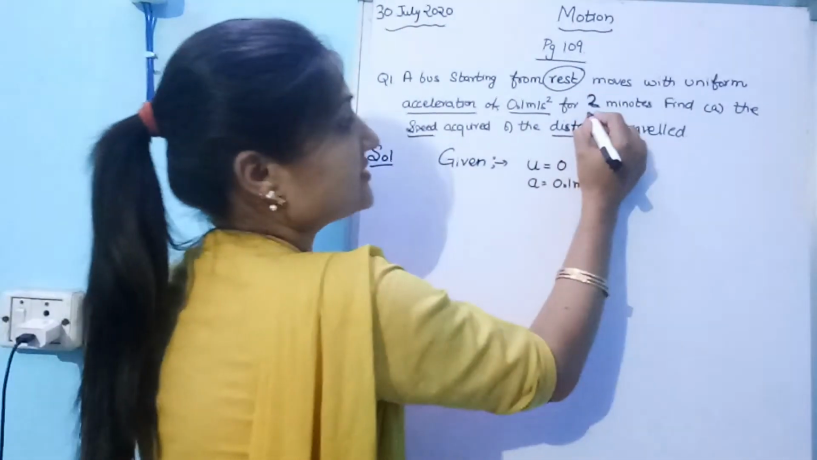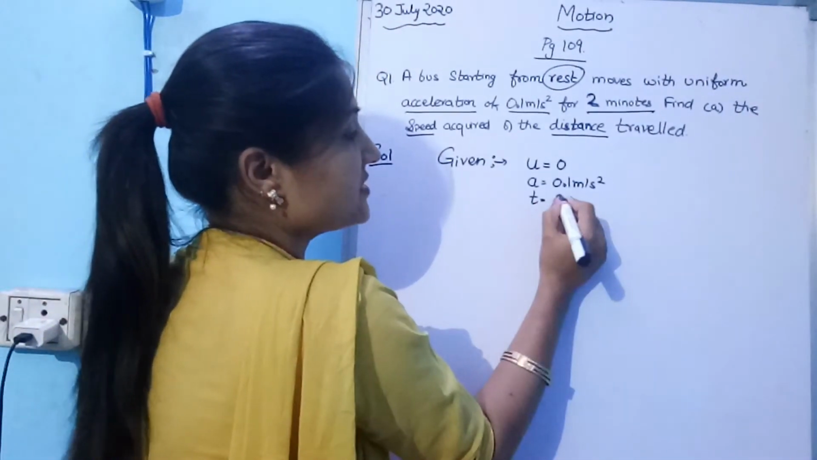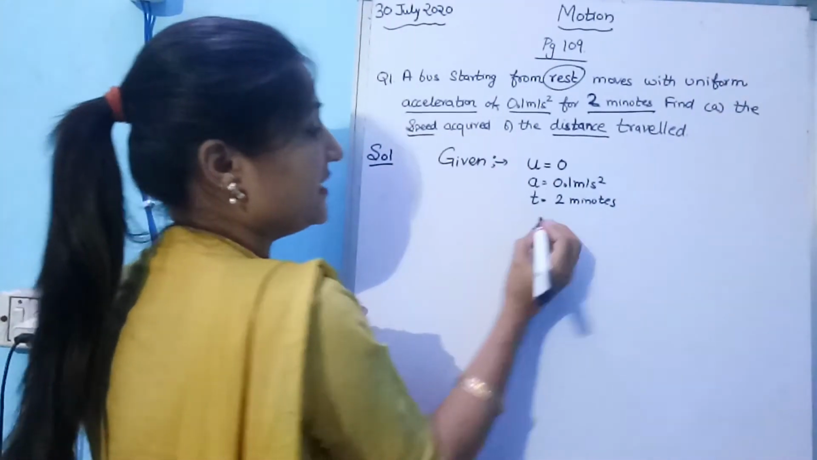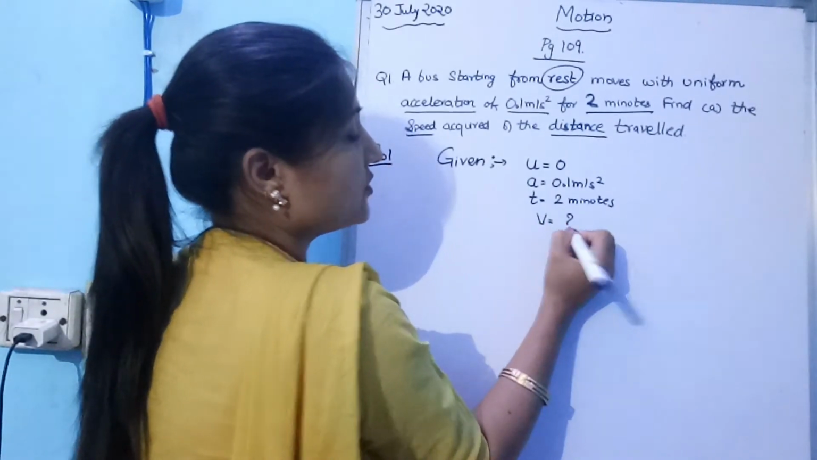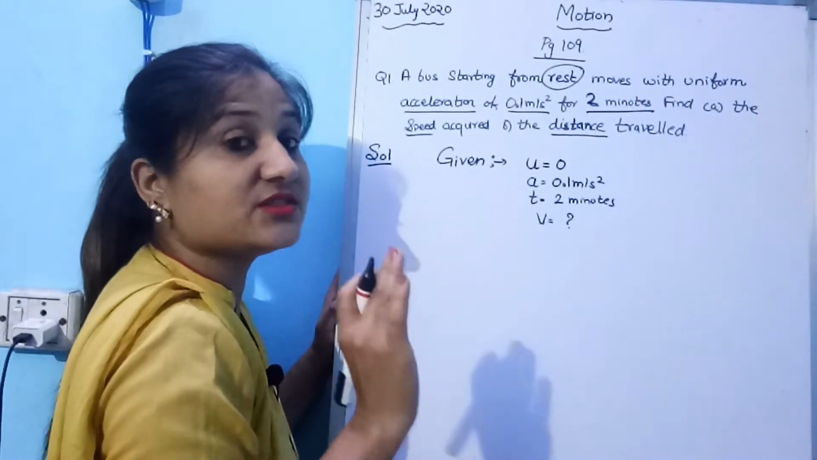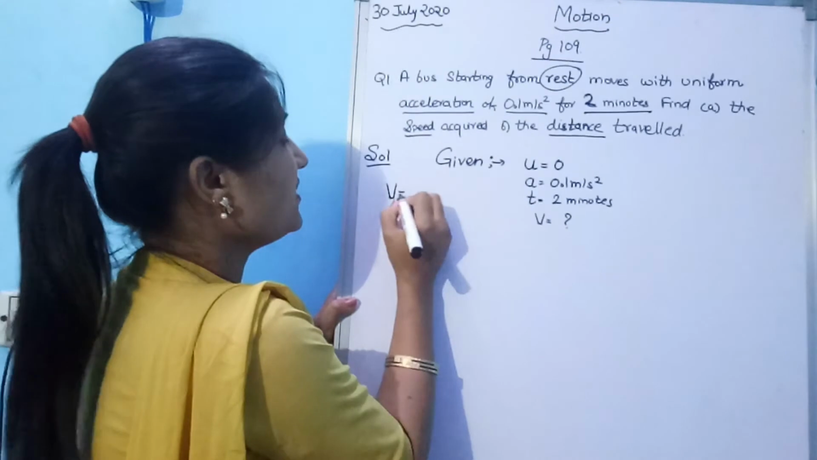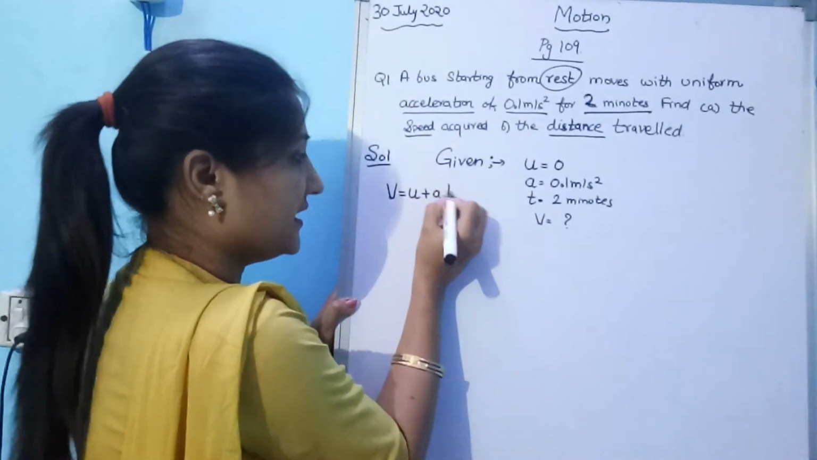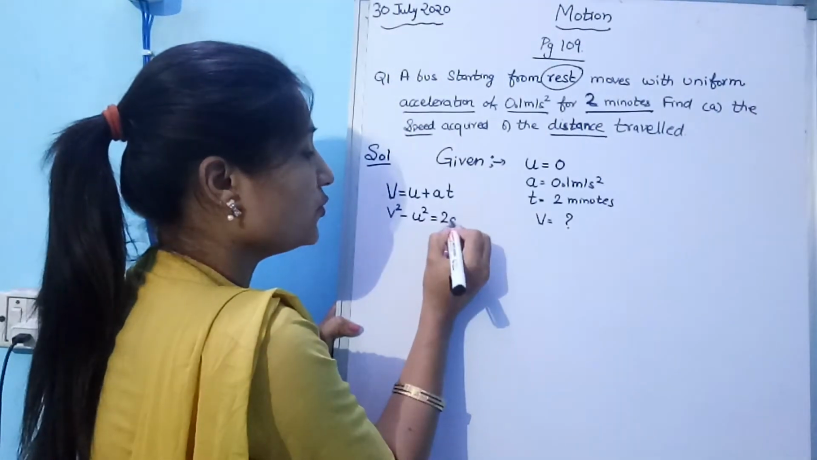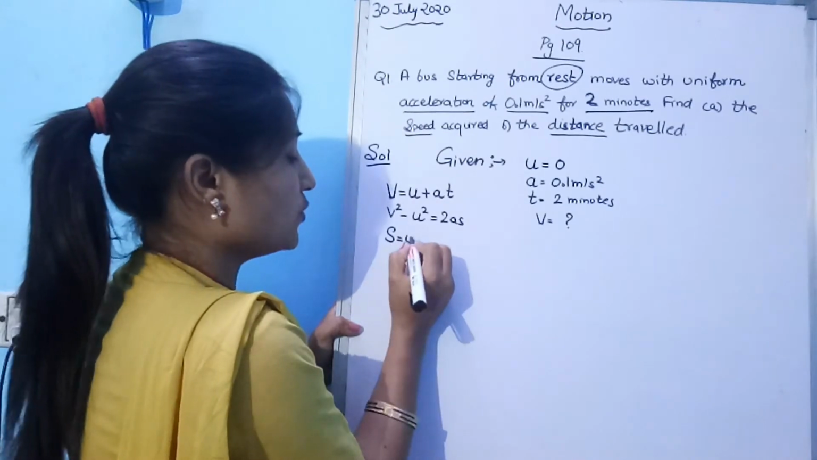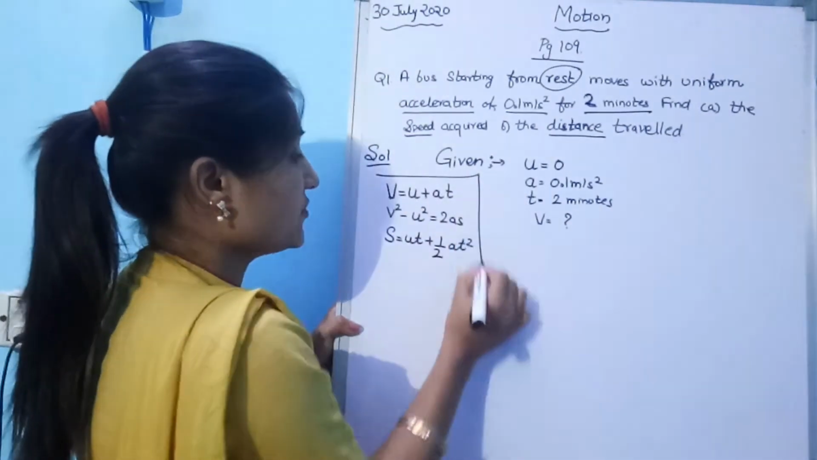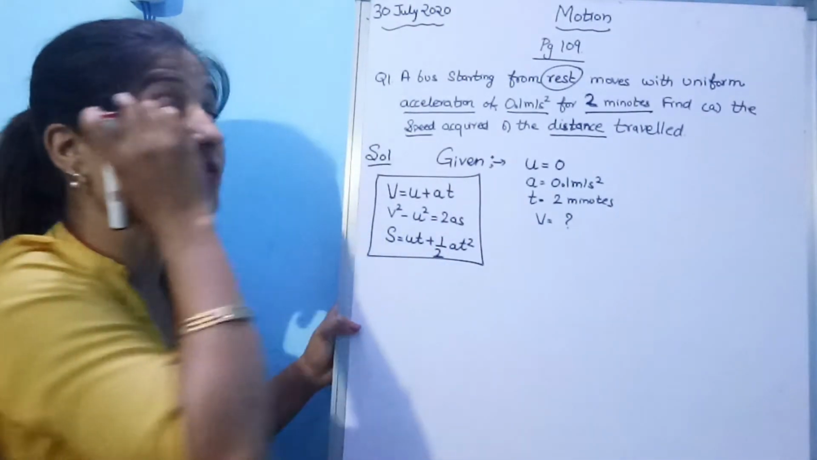Now what is given next? 2 minutes. That means time is 2 minutes. Now we have to find the speed. That means we have to find the final velocity, that is v. So we have studied earlier that we have the three equations. V is equal to u plus at. V square minus u square is equal to 2as, and third is s is equal to ut plus half at square. So out of these, which formula will we apply?